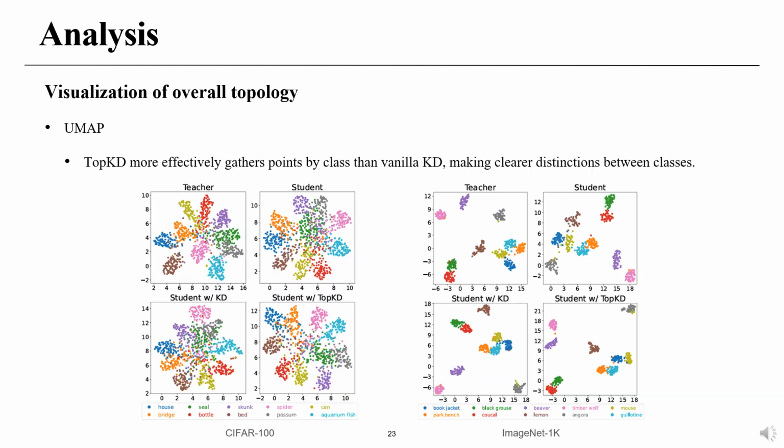We use UMAP to visualize classification results. The teacher model shows well-defined class clustering, indicating an organized latent space conducive to high performance. However, top KD organizes points by class more effectively than vanilla KD, creating clearer distinctions between classes like beaver, bee, aquarium fish, bear, and beetle. Additional visualization results and quantitative analysis of the UMAP are provided in the appendix.